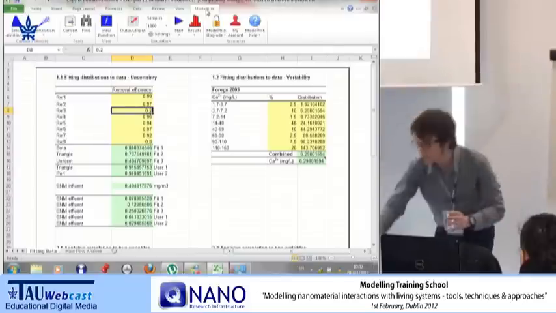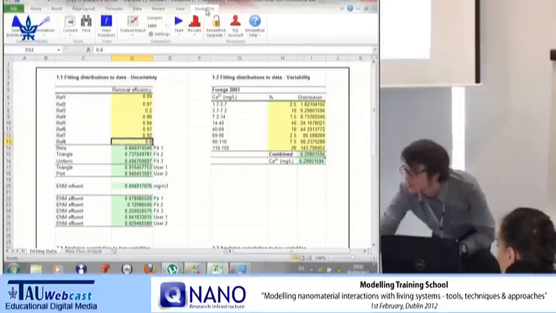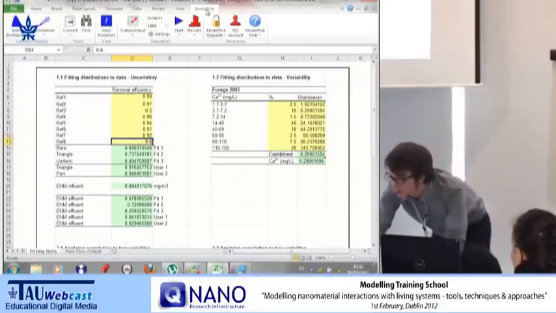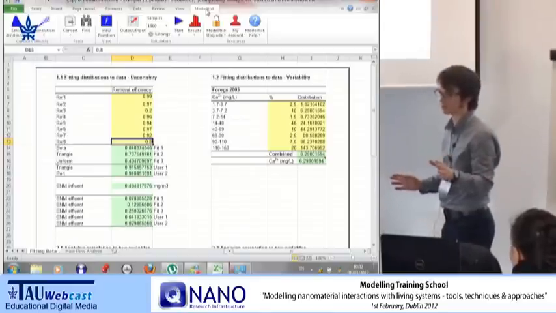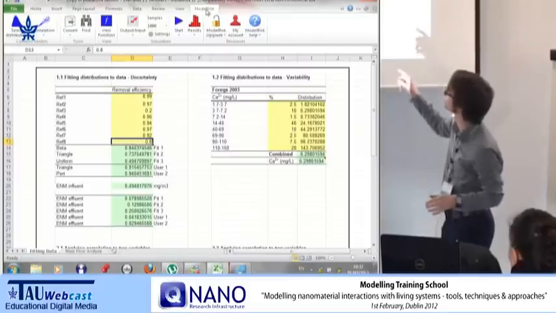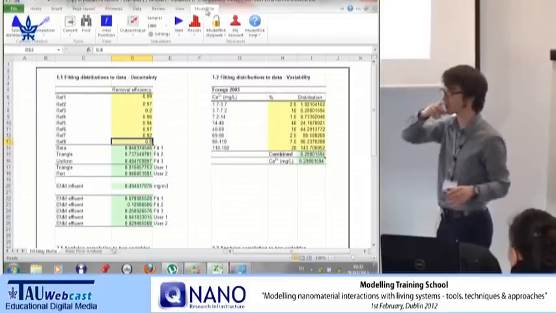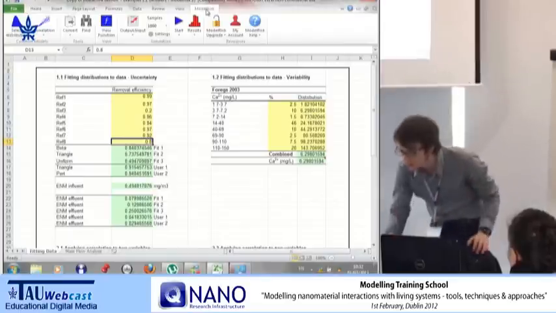I'll show you. So here we have some data. How do I enter the model? This is just a normal Excel spreadsheet. We just enter this data, 99, 97, and so on, in a row. And then we can think about different models we can fit to this.